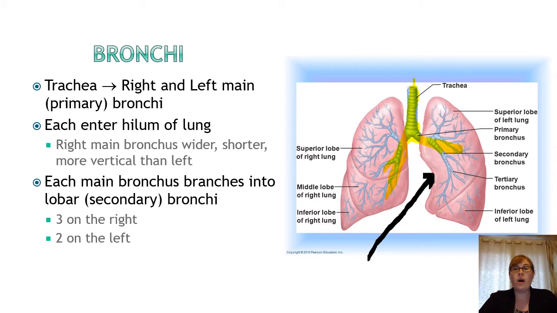Cardiac notch. And also what's going on here is there's a smushing of this left lung, and we end up having this bronchus have to go up and over it. So the right main bronchus, this guy, is wider and shorter and more vertical. The left one is a little bit skinnier and longer and more horizontal. As far as the lobes of the lungs, the right side actually has 3 lobes and the left side has 2 because of that heart.